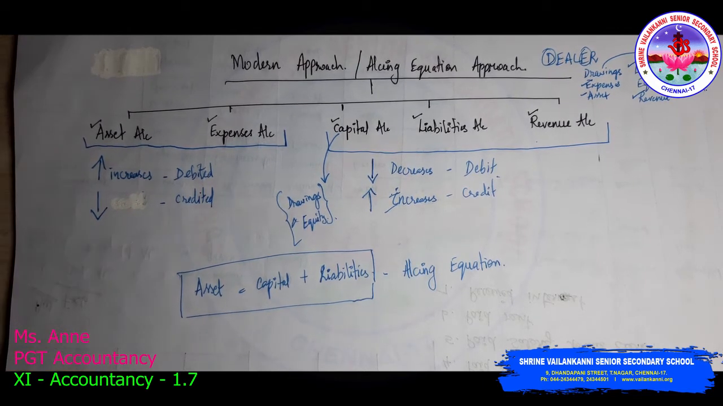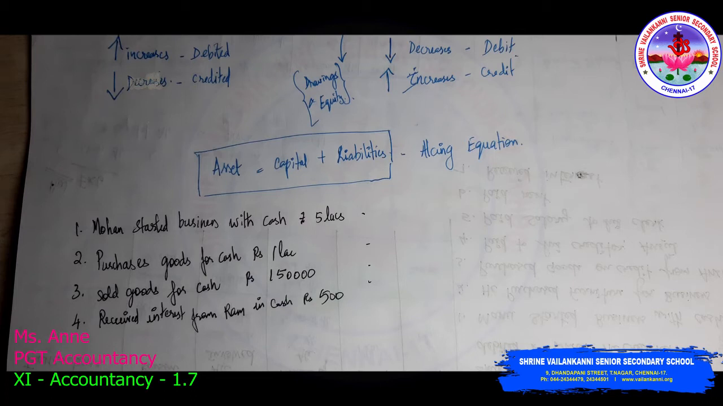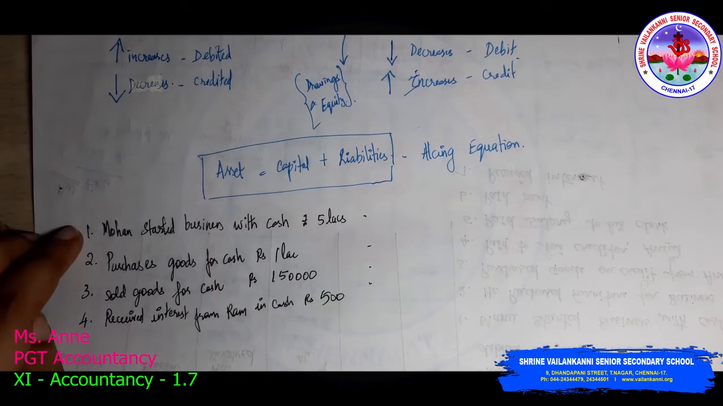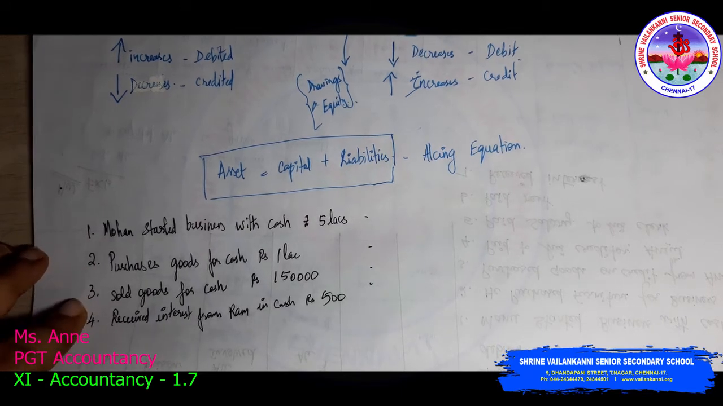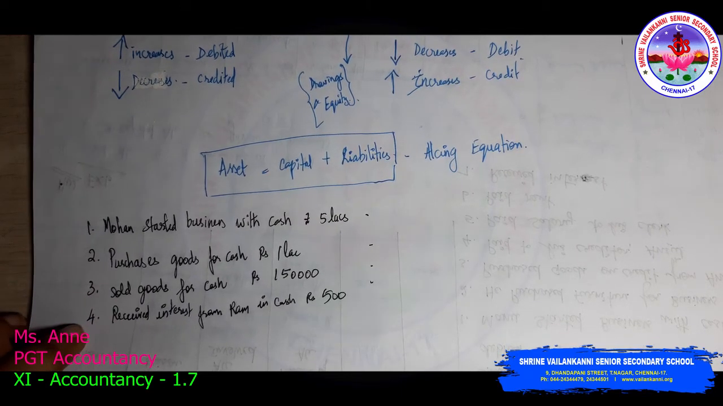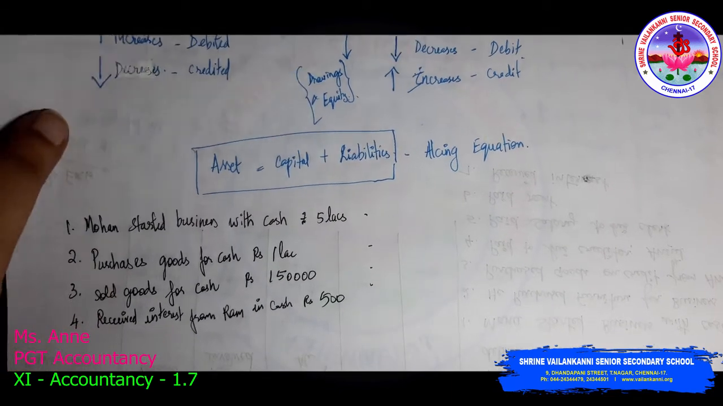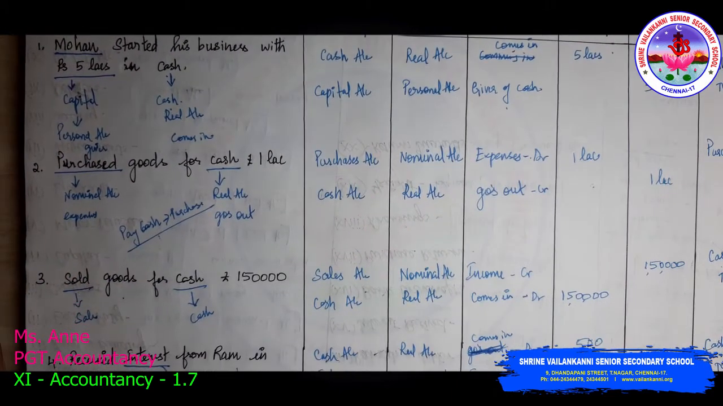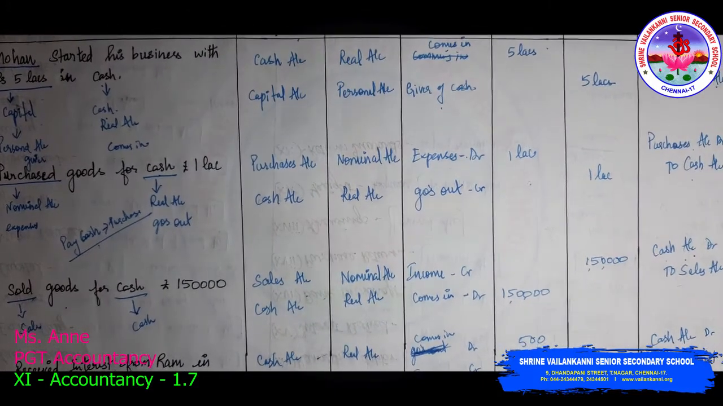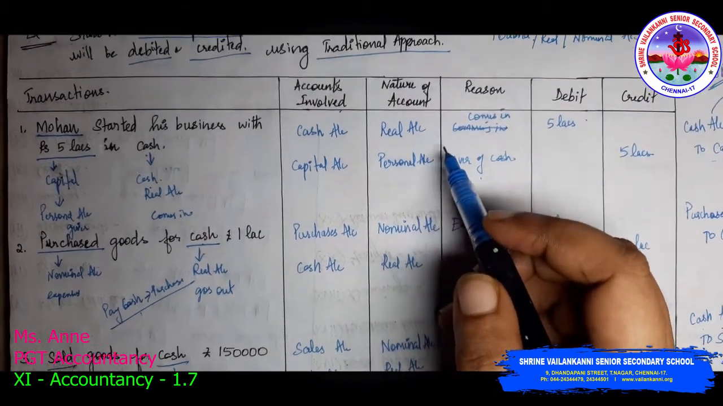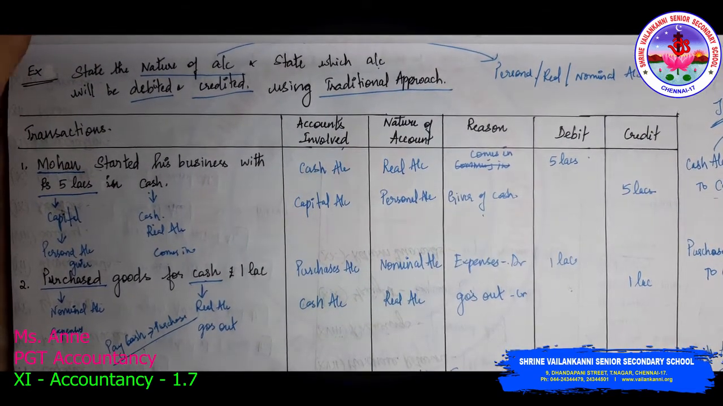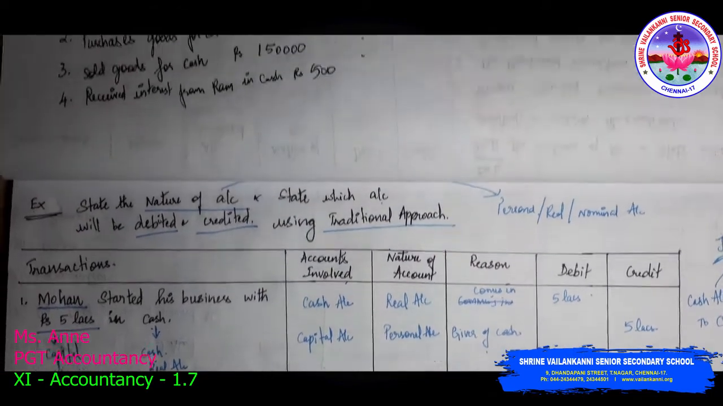So for example, I hope that you can see these transactions. Mohan started business with cash, purchased goods for cash, sold goods for cash and received interest from Ram in cash. If you remember, I have taken the same entries which we solved with the traditional approach, and we also prepared the journal entry. Previously we used the traditional approach. Now we are going to use the modern approach to get the same answers. You just see how it works.